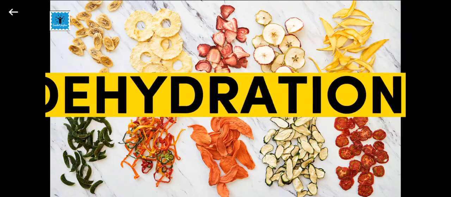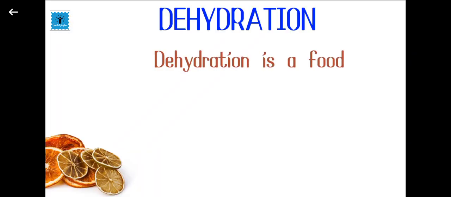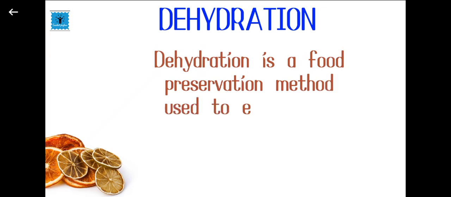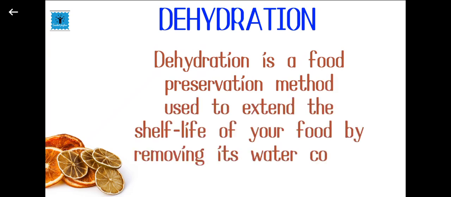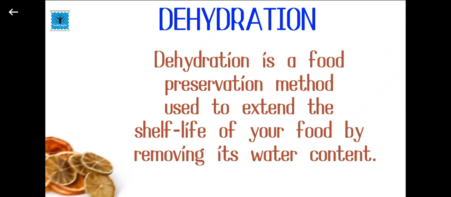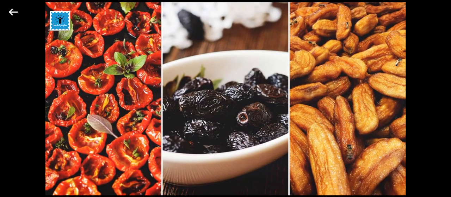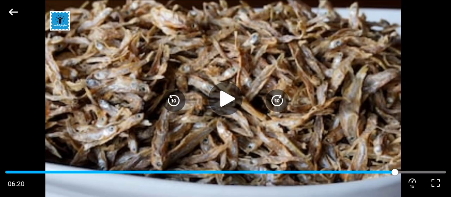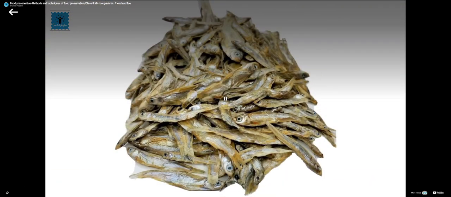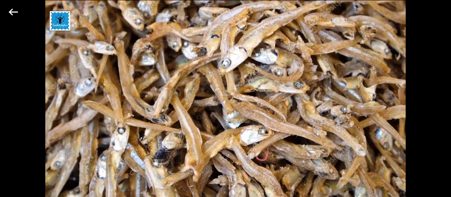Another method of food preservation is dehydration. Dehydration is the process of removing moisture from food material in order to preserve them. It is the simplest method and prevents food spoilage by removing water. Removing water inhibits the growth of microorganisms. Dehydration is one of the oldest and most popularly used methods. It is used to preserve fruits, vegetables, fish, and meat.